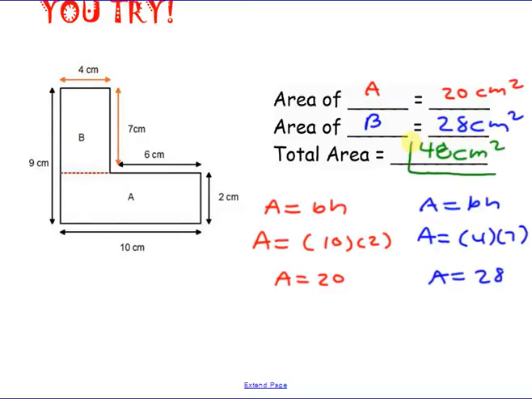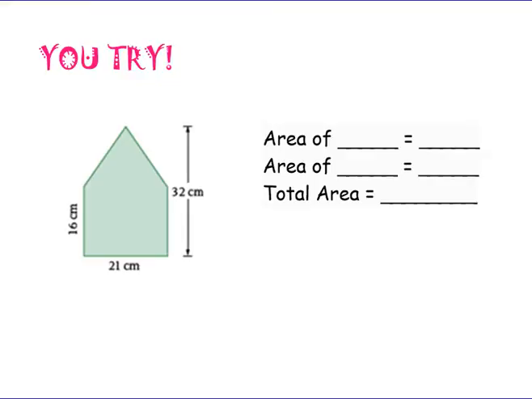All right, go ahead and pause the video if you're not done. So, when you found the area of rectangle A, you should have done 10 times 2, which is 20 centimeters squared. Rectangle B is going to be 4 times 7 centimeters, which is 28 centimeters squared, which is going to give you a total of 48 centimeters squared. Okay, next one. Go ahead and try this one.